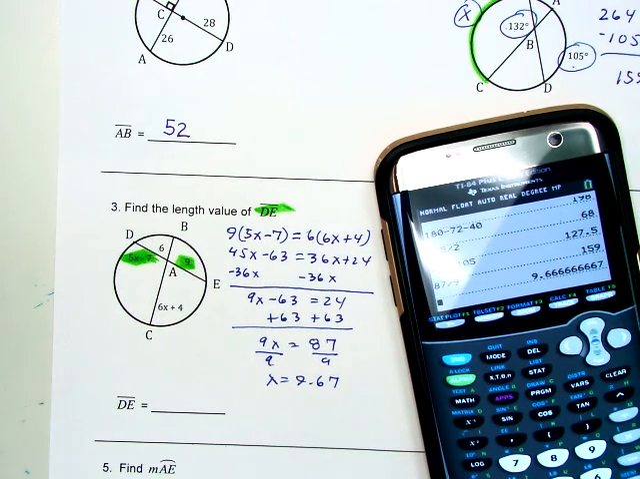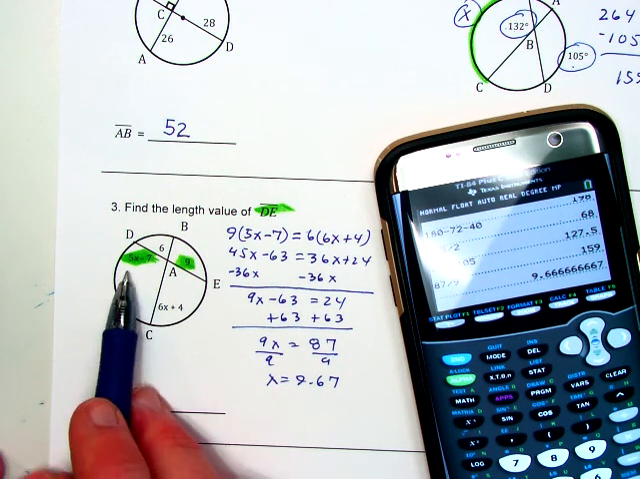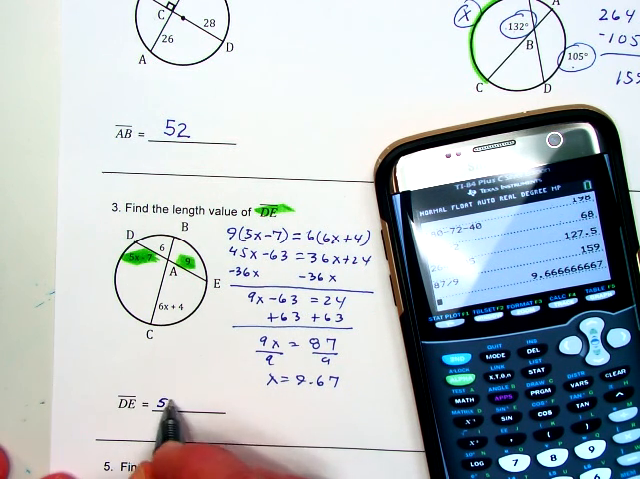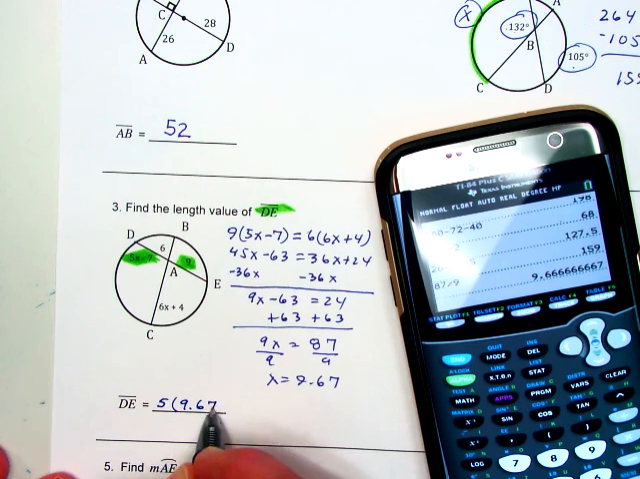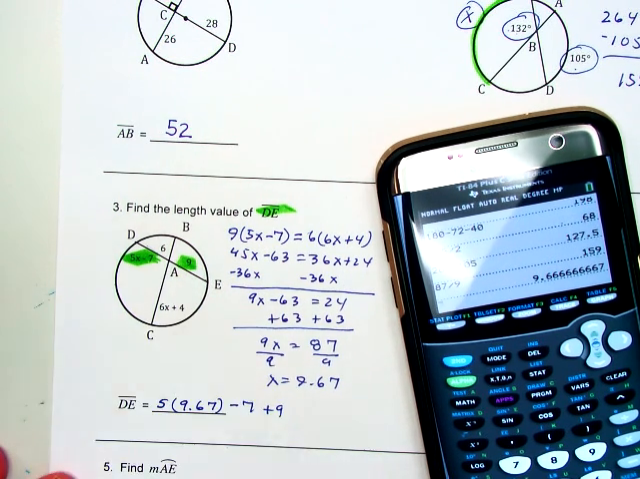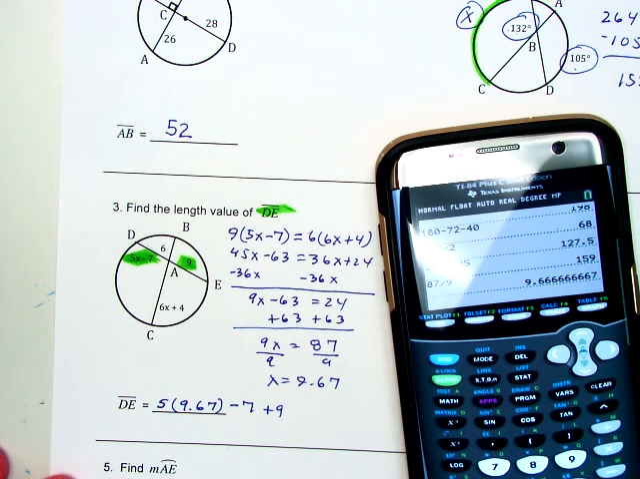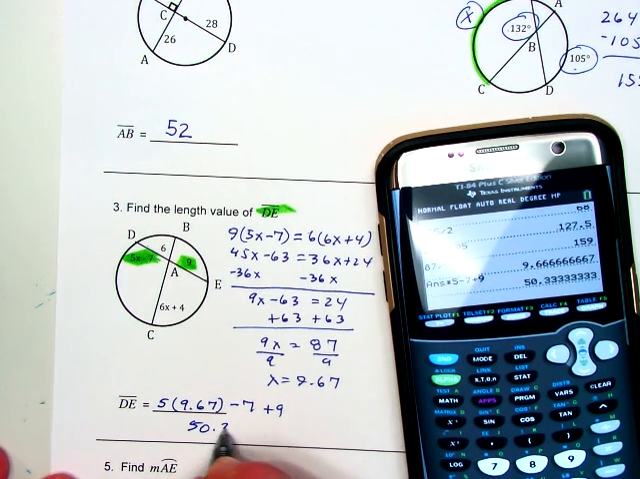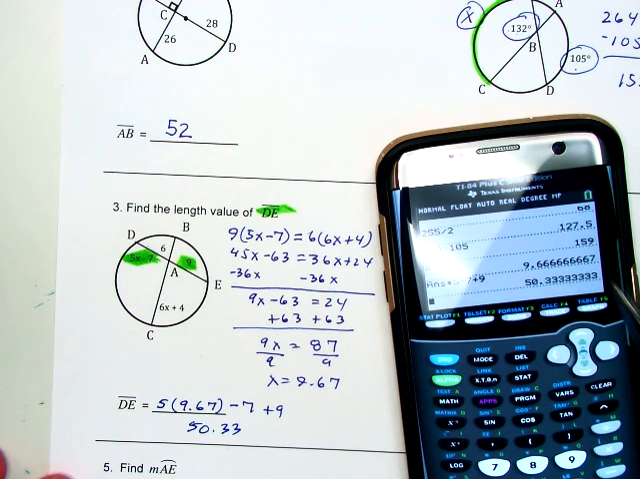All right, so DE, we got to go compute this now, is going to be 5 times the 9.67 minus 7 plus the 9. Remember, it's the whole length, because I got to make sure I'm answering the question. So I'm going to do times 5 minus 7 plus 9 gives me a total of 50.33. Okay, I brought all the decimal places so there was no rounding. I didn't want to introduce an error there. Okay, so I got 50.33.